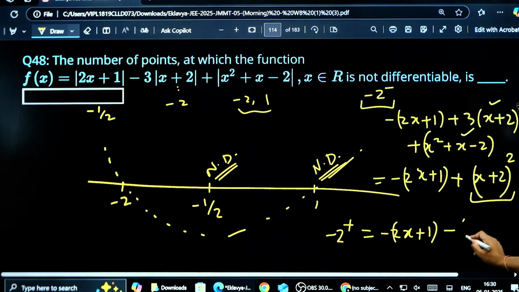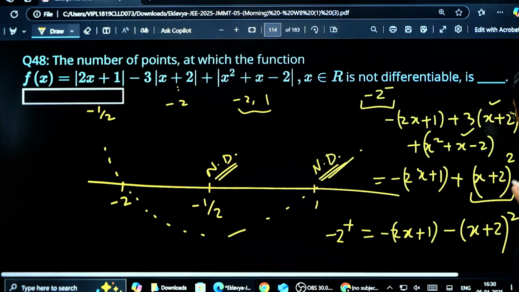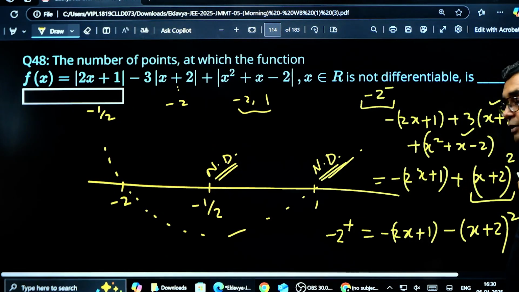So you can see it will become minus of x plus 2 whole square. Okay, because this is also changing sign, this is also changing sign. So if I take the minus sign common, this time it will become x plus 2 whole square. Now you do the differentiation and put x is equal to -2. Because of this, your derivative term will be 0. 2 times x plus 2 minus 2 times x plus 2. If you put x is equal to -2, this will be 0, this will be 0.